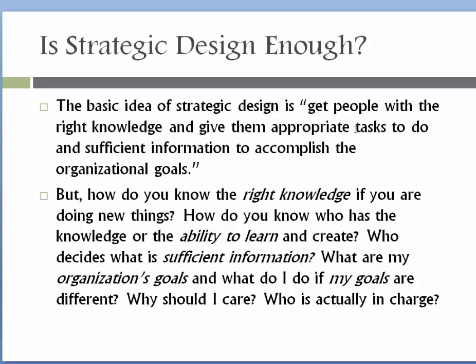So the basic idea is to get people with the right knowledge and give them appropriate tasks and sufficient information to accomplish the goals. If you've ever read the book, The One Minute Manager, that's kind of the point of that book. Does a person know what they're supposed to do, and do they have the tools to make that happen? But how do you know that a person has the right knowledge? How do you know they have the ability to learn or create if you haven't done that kind of thing before? Who decides if they have sufficient information?